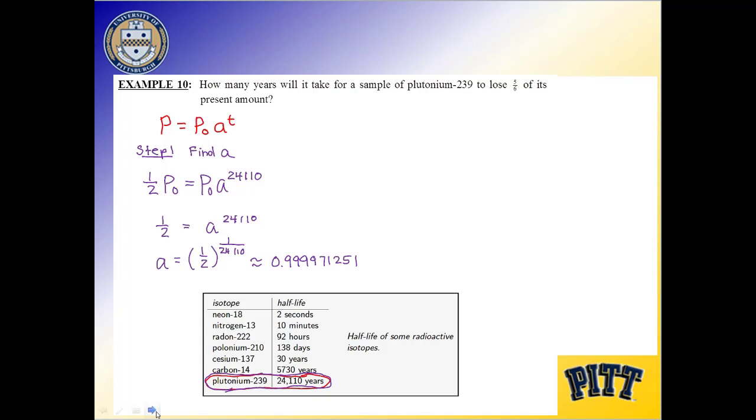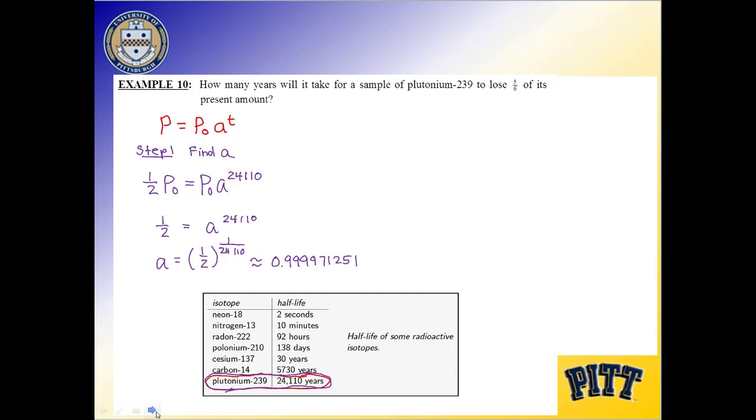I then have to take the 24,110th root of a half, or raise 1/2 to the 1 over 24,110 power, whichever way you choose to handle it. Calculators can handle either way and give you the same answer. It's just that some students are not used to looking at a 24,110th root. But you end up getting a equal to 0.999971251. Now, another issue that often comes up with radioactive decay, and I mentioned this before, is that a should be less than 1. It's certainly not going to be a negative value. It should be more than 0, but less than 1 to indicate there's a decay.